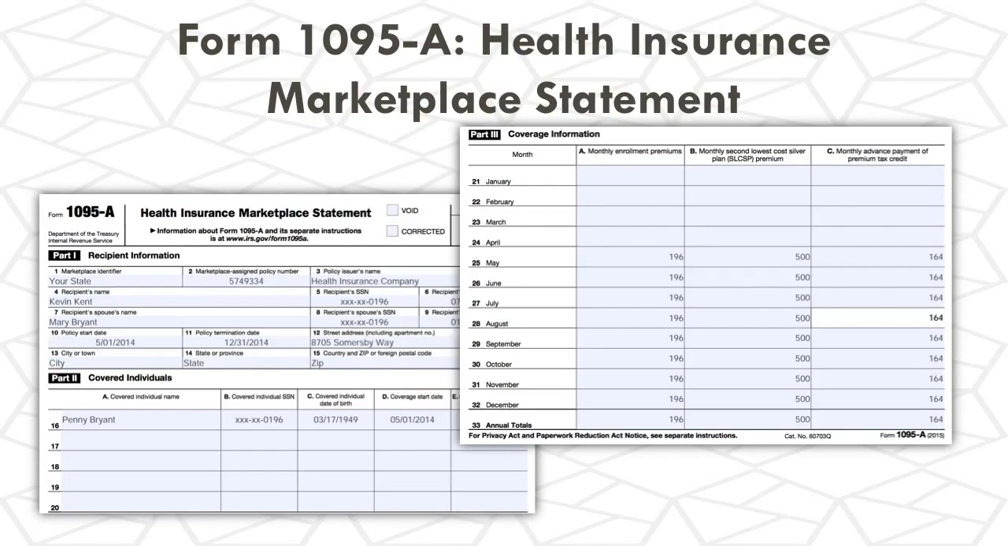So here's our Form 1095-A Health Insurance Marketplace Statement. We're going to be primarily interested in Part 3. That's the part that we're going to be putting on the tax return. However, Part 1 is showing recipient information, and it'll show the policy start and termination date.